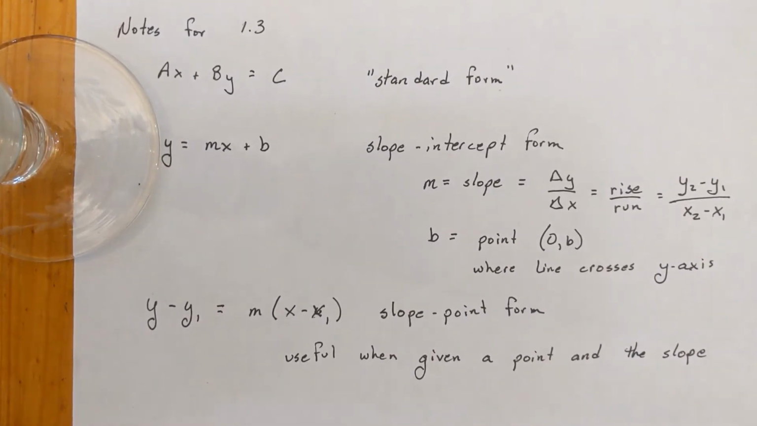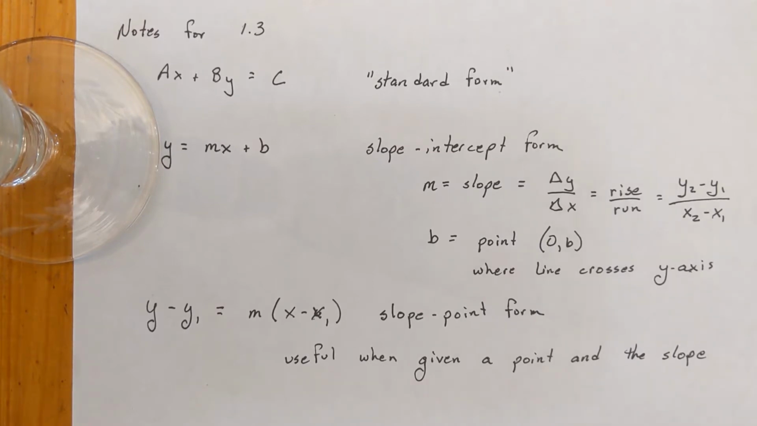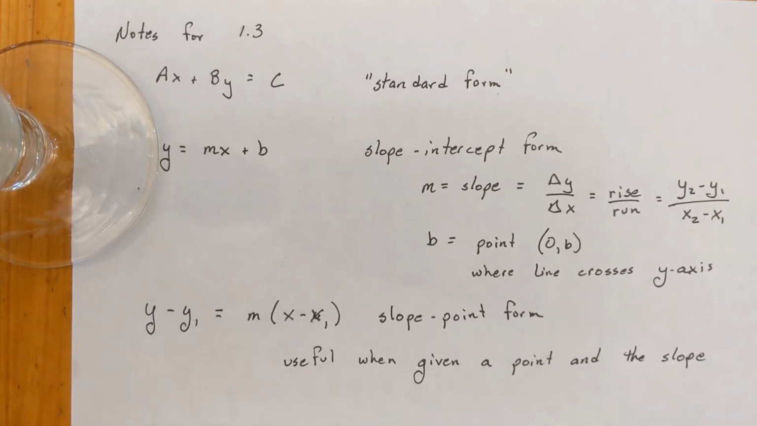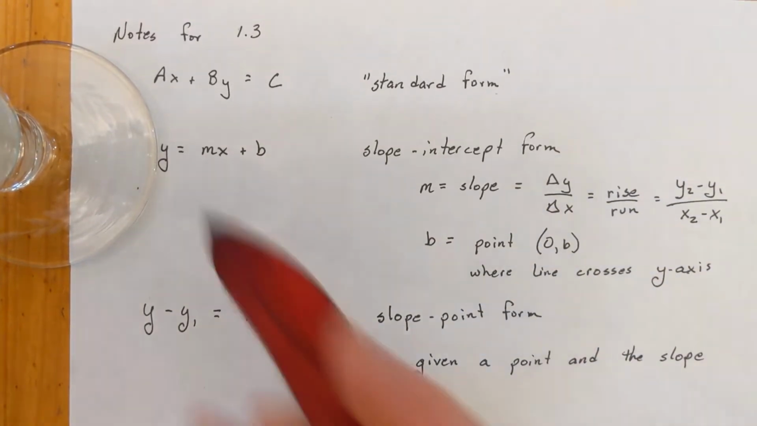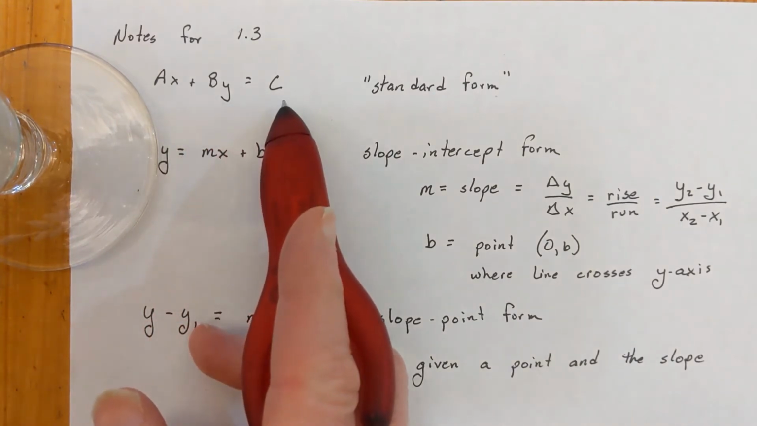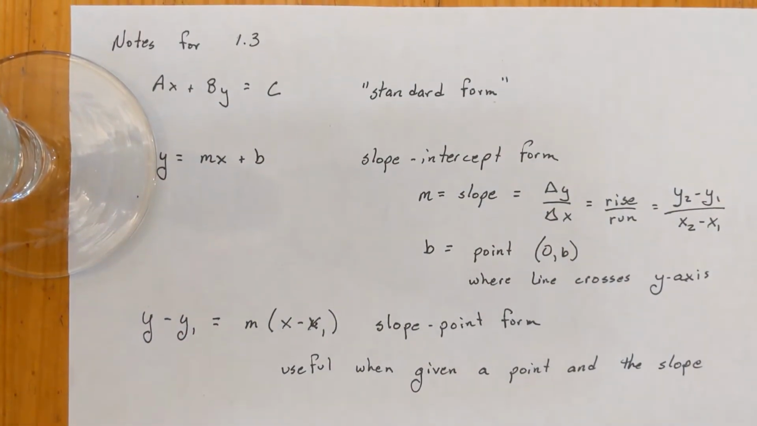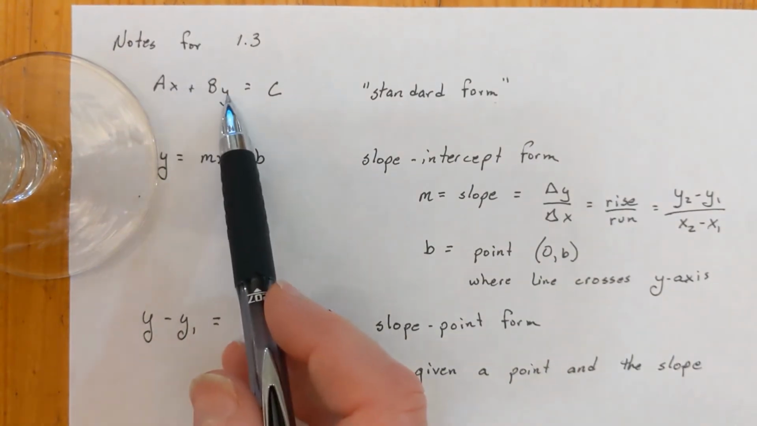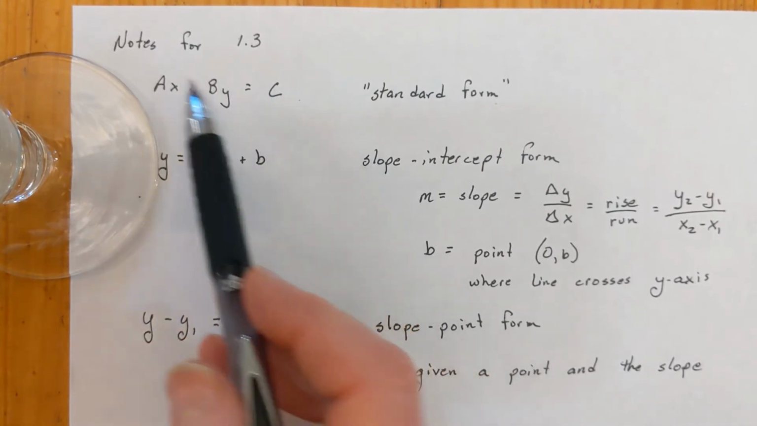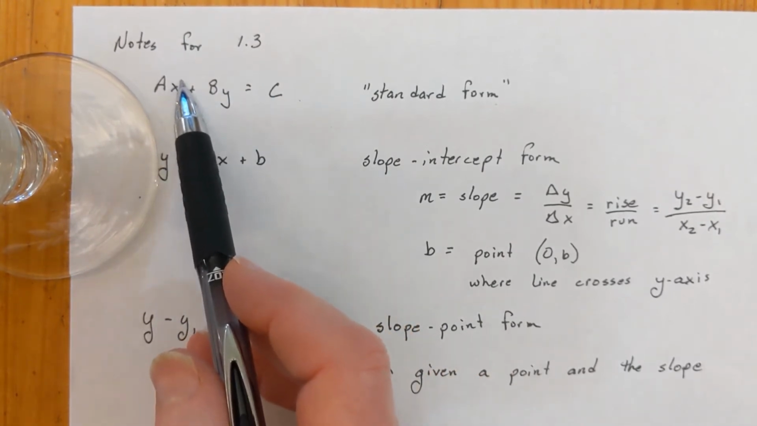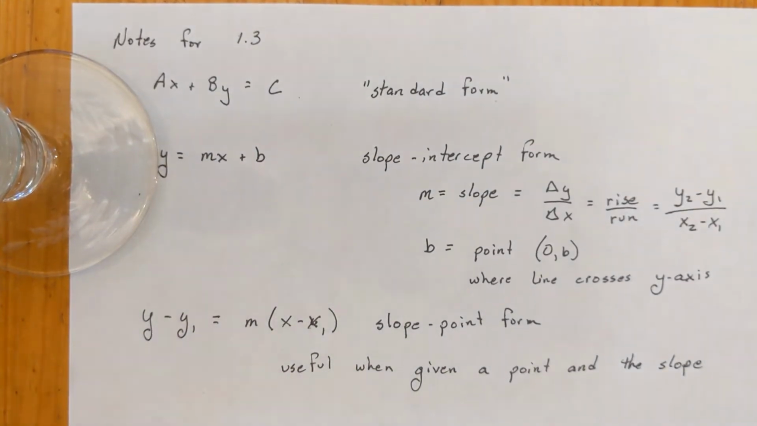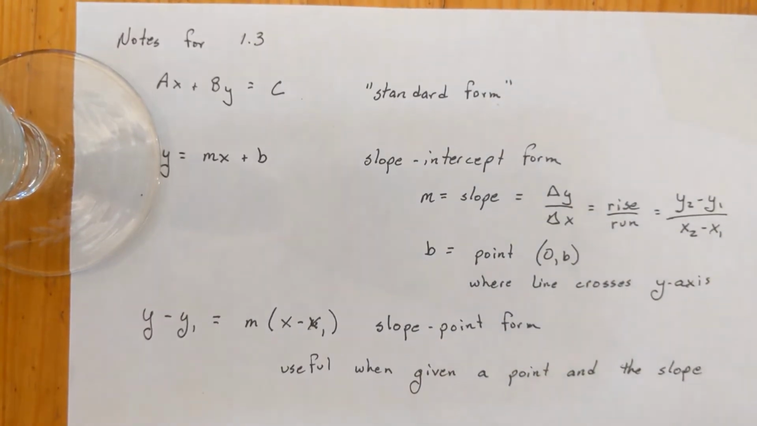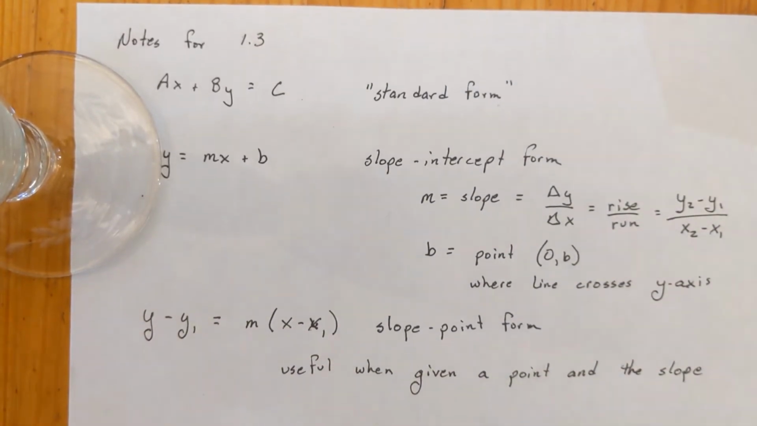A few highlights from the Prepare for Class work for section 1.3. Here is the standard form of a linear equation. We recognize it's the standard form because I have two variables. A, B, and C are constants, two variables, and each of them are to the first power. So they're not squared or cubed or anything. They're just x to the 1 and y to the 1.